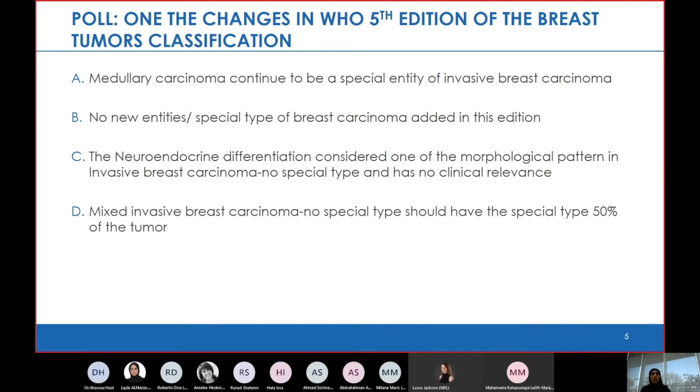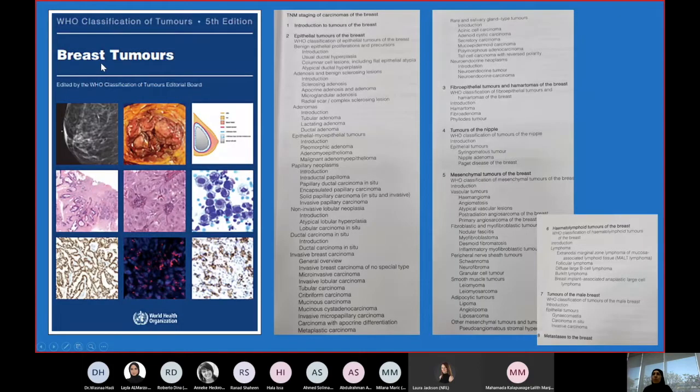So let's start with the changes in the 5th edition. The format of the 5th edition is a bit different from the previous ones. It's organized in a sequence starting from benign epithelial proliferation and precursors, followed by benign neoplasm, and then in situ, and then finally invasive breast carcinoma.